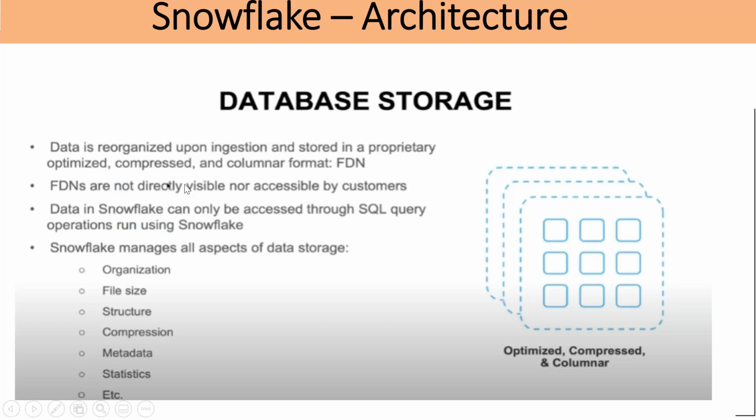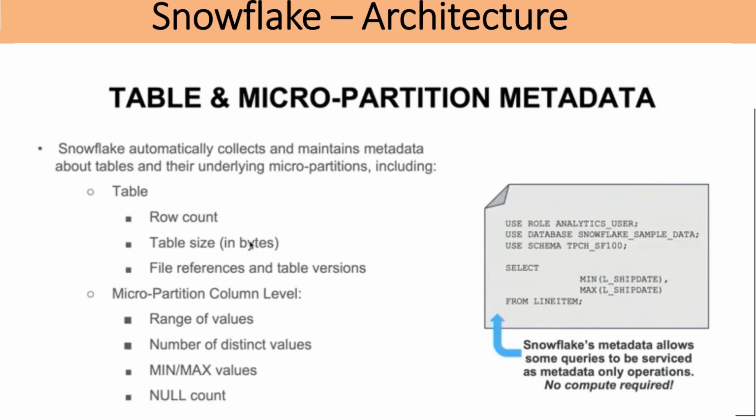Only through the SQL query. Snowflake manages all aspects of data storage: organization, what kind of file, file size, structure, compression, metadata, statistics, etc. Optimized compressed columnar format. Okay. And table and micro partition metadata: how does it store in the header table? It stores the entire row count, table size, file references, and table versions.